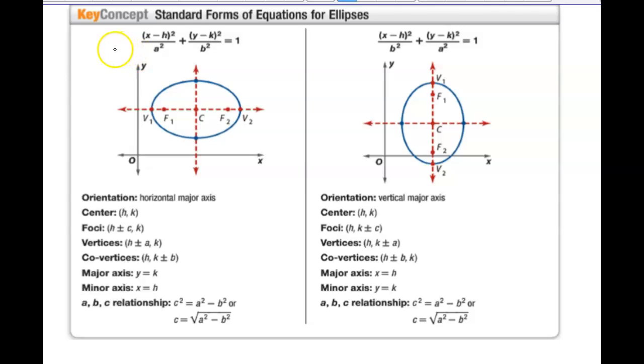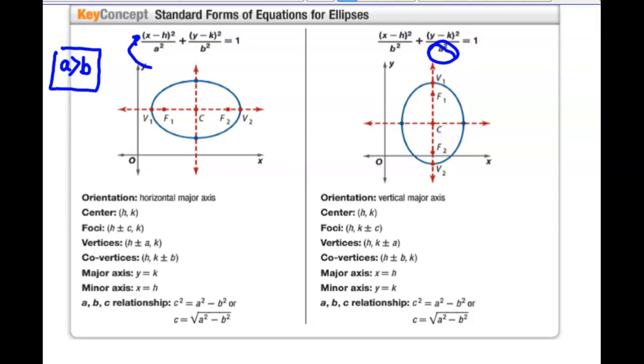And up in the corner, what does your reference sheet say again? A is always the bigger one, right? So when the bigger one is underneath the X, then it's going to go longer this way, like the X-axis does. And when the bigger number is underneath the Y over here, it's going to go longer up and down. Now, because it's addition in the middle, it can be in any order. So it's possible they could even just switch these around, okay?